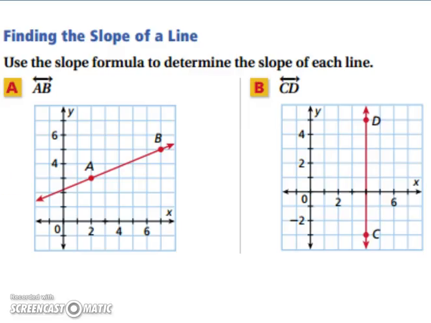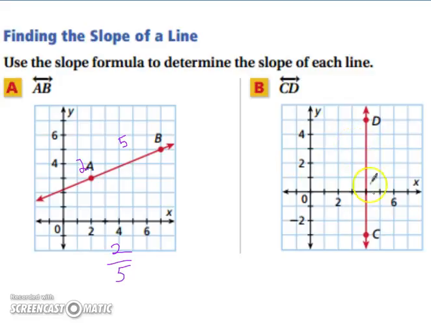Use the slope formula to determine the slope of each line. So from A to B, we want to calculate our change in y over our change in x. So our change in y is our rise, so we're going up 2, and then we're running 1, 2, 3, 4, 5. So it is rise over run, or change in y over change in x.